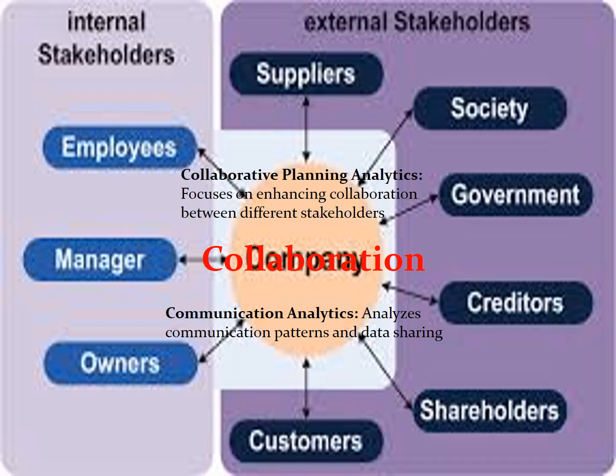The next major function in supply chain management is collaboration with stakeholders. Here we use two analytics. One is the collaborative planning analytics, and the second one is the communication analytics. In collaborative planning analytics, we focus on enhancing collaboration between different stakeholders in the supply chain, such as suppliers, manufacturers, and retailers. This involves shared forecasting, planning, and inventory management. The other one is the communication analytics, in which we analyze the communication patterns and data sharing among supply chain partners to improve coordination and information flow.